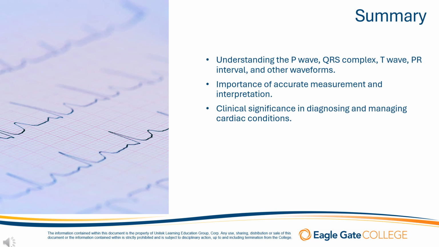We've discussed the P wave, the QRS complex, the T wave, the PR interval, and some of the other waveforms. We've discussed their length and their significance. And we've talked about the importance of accurate measurement and interpretation. We need to remember that correct interpretation helps to identify normal and abnormal values, allowing for the diagnosis of cardiac conditions. And comparing current ECG readings with previous ones can help to detect changes over time, indicating new or worsening conditions.